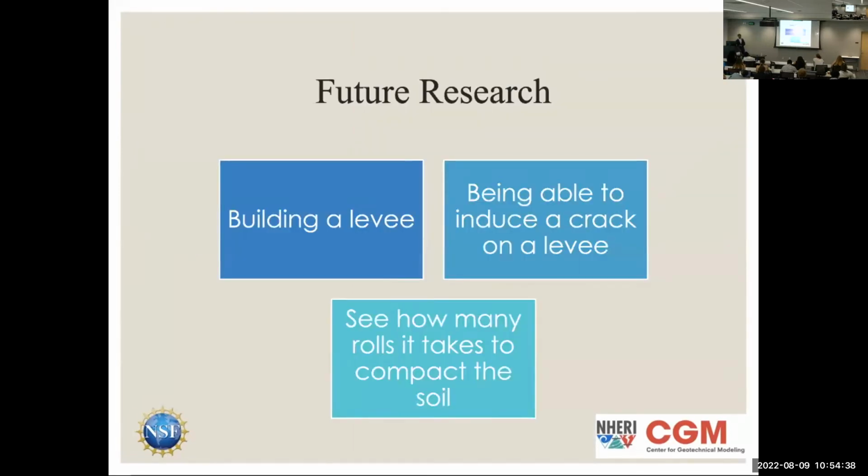So for our future research, what we want to end up doing is actually building the levee. I could be saying all this, but in the end, if I don't build the levee, it's not going to mean anything. So that's one of the main things that we want to do once we get back to UC Davis. Another thing that we want to do is to be able to induce a crack. So since we already have all the components that we need, the right type of soil, the right type of water content, the right type of dry density, and the right type of compactor, we want to be able to induce the crack in the levee.